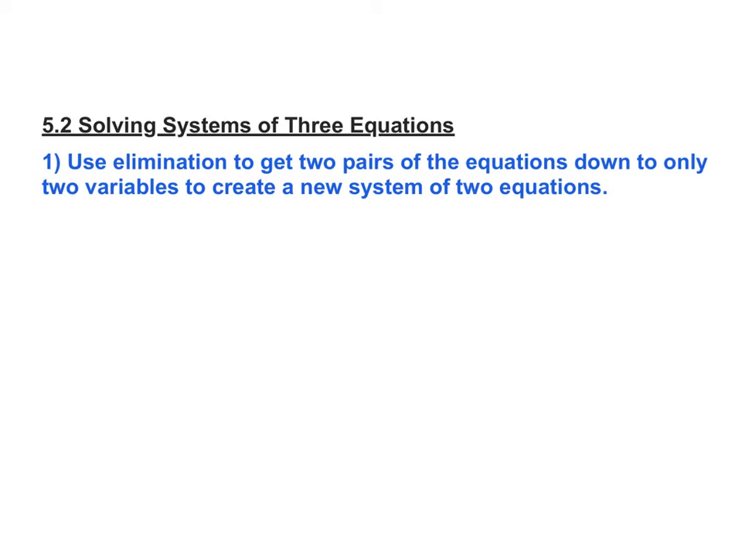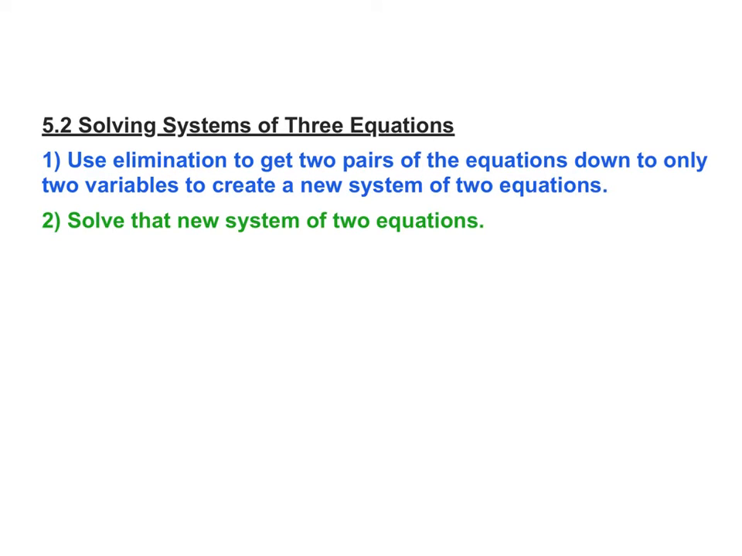So you're going to take 2 of the equations, eliminate 1 of the variables, and you're going to get 1 equation with 2 variables. Then you're going to do it again and get a different equation with 2 variables. And then you're going to have that. That's what I'm talking about when I say that new system of 2 equations. Okay? Then you're going to solve that new system.